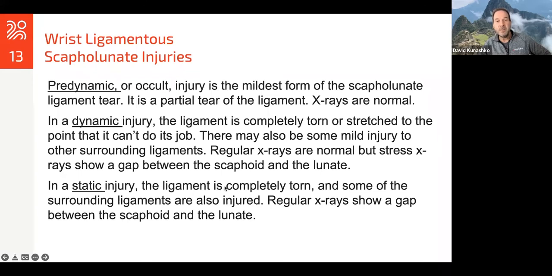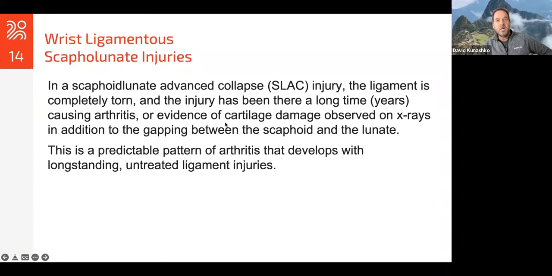In a static injury, the ligament is completely torn, so there'll be some gapping between the scaphoid and the lunate, and usually surrounding ligaments may also have sprains as well. In the most severe form, called a SLAC injury, which is scapholunate advanced collapse, the ligament's completely torn. And this is more of a chronic scenario, so it's been there for a long time. Now you're starting to get arthritic development and cartilage damage.